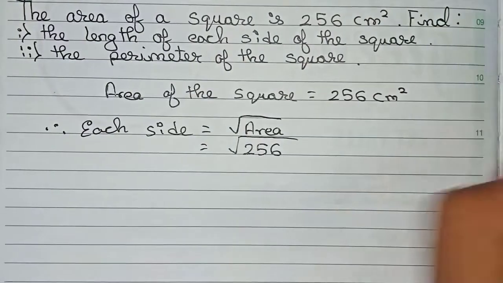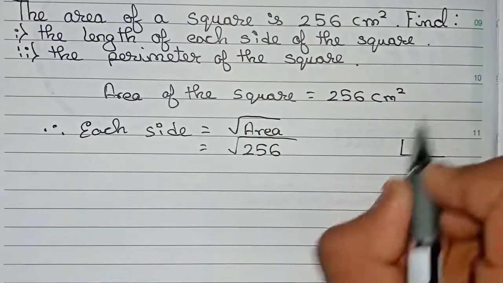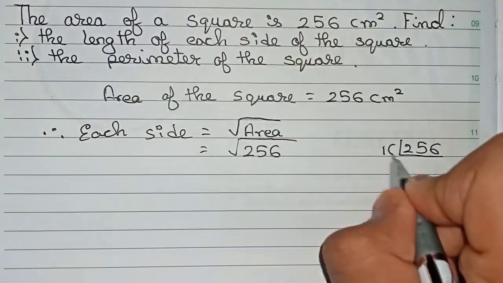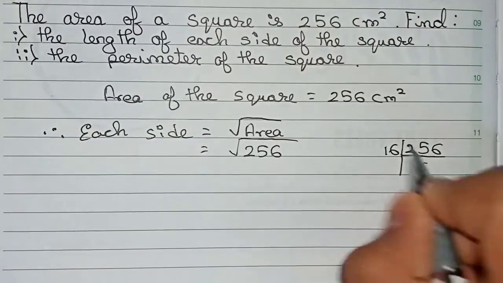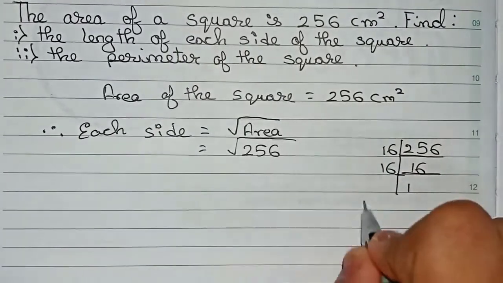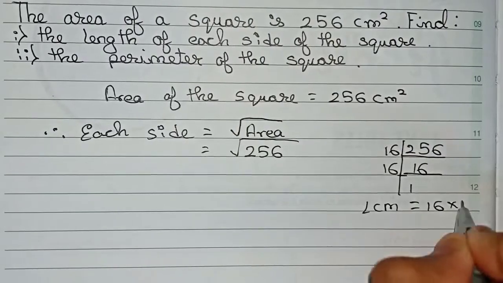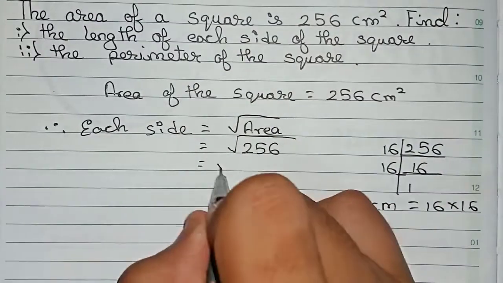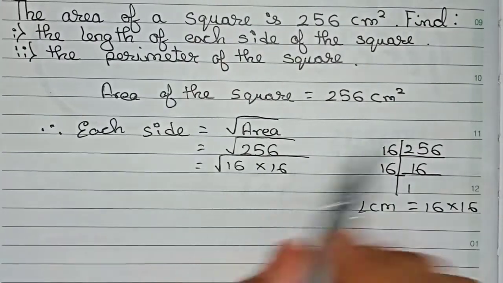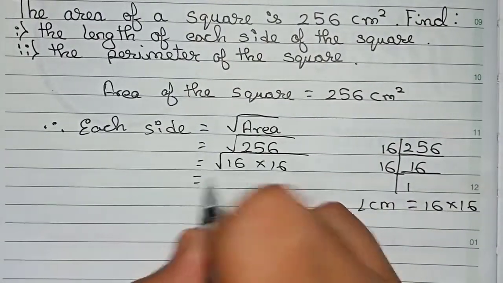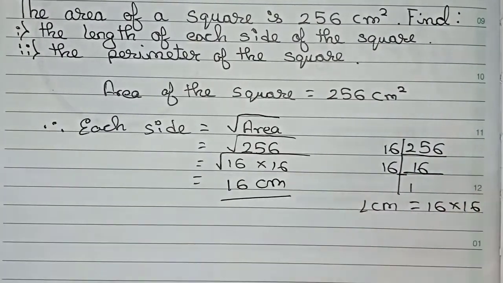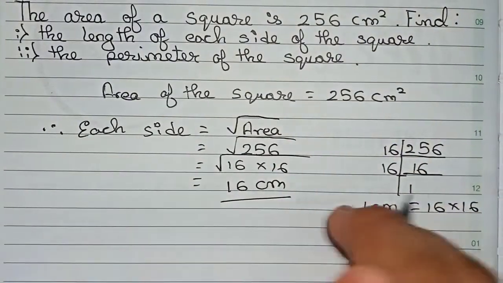So for this, first we do the prime factorization of 256. So first we cut by 16. So 16 16s are 256. So now 16 ones are 16. So that means it will become 16 into 16. So now we write here root over 16 into 16. So now out of this, we have to take one 16 out. So that will be the root. So this will be each side of the square. So now we have found out each side of the square.